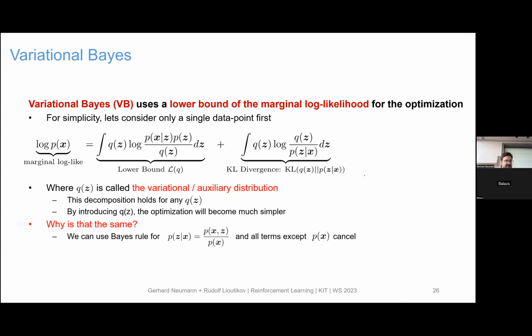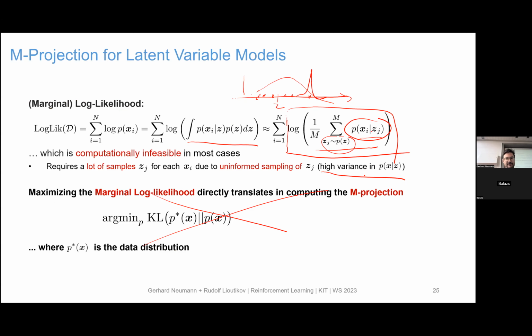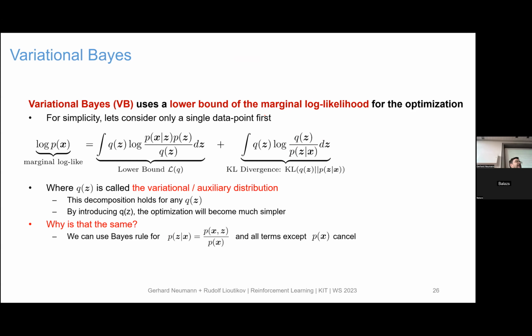And for simplicity, we will only look at a single data point right now. So before we had the sum over my data points; let's do it only for a single data point. So I have only the log p of x of one data point. And then the lower bound looks the following. I have the term here on the left and the second term.